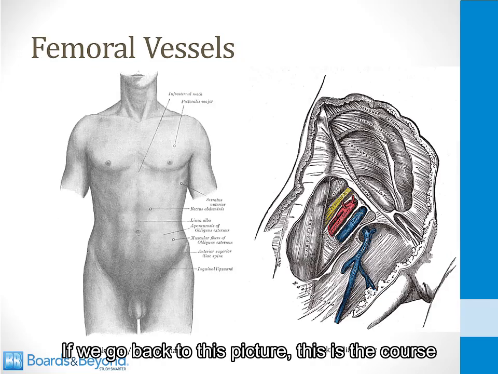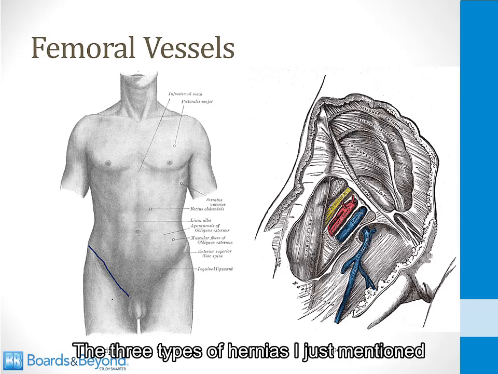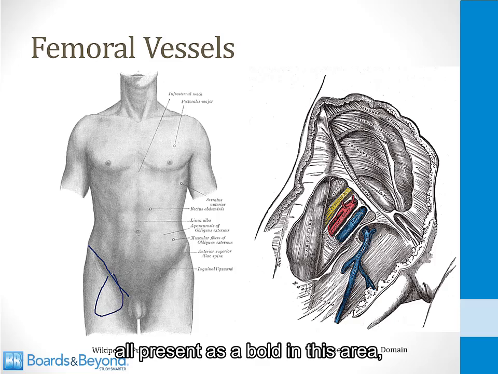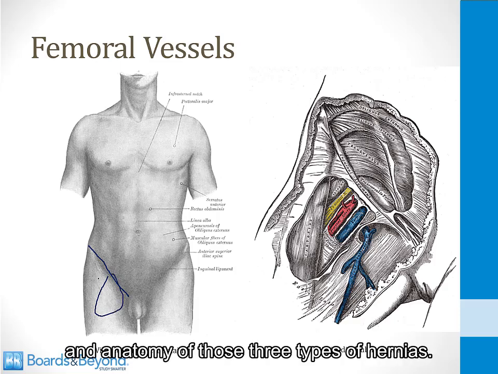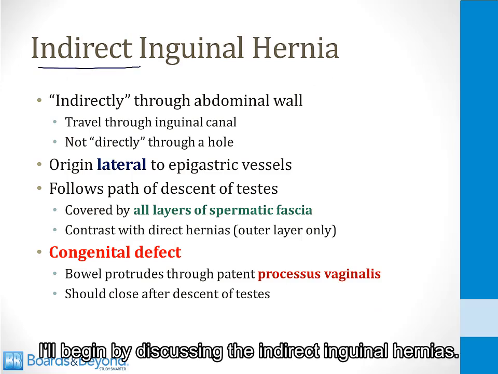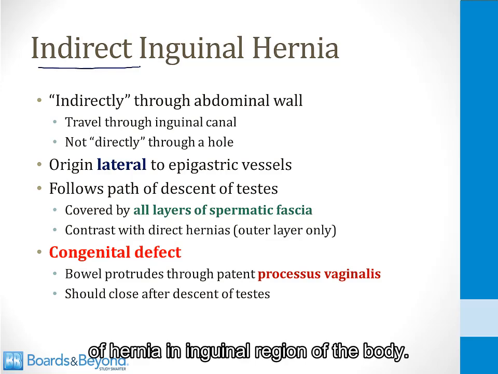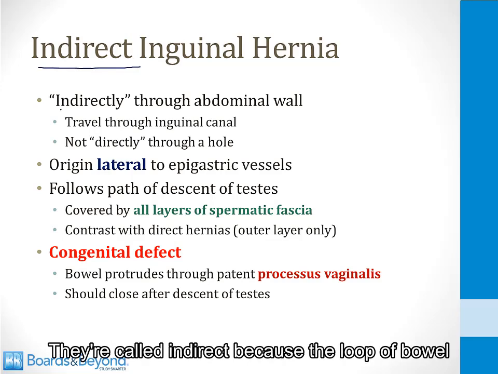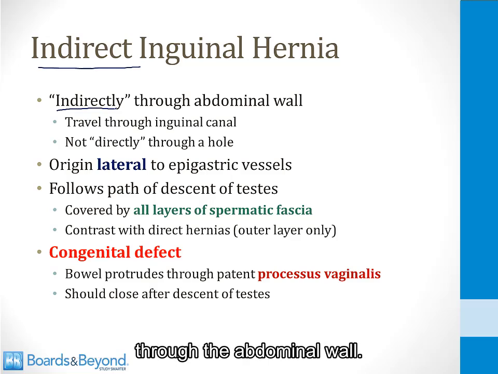If we go back to this picture, this is the course of the inguinal ligament. The three types of hernias I just mentioned all present as a bulge in this area, and we're going to talk about the different causes and anatomy of those three types of hernias. I'll begin by discussing the indirect inguinal hernias, and these are by far the most common type of hernia in the inguinal region of the body. They are called indirect because the loop of bowel that herniates in this disorder herniates indirectly through the abdominal wall.